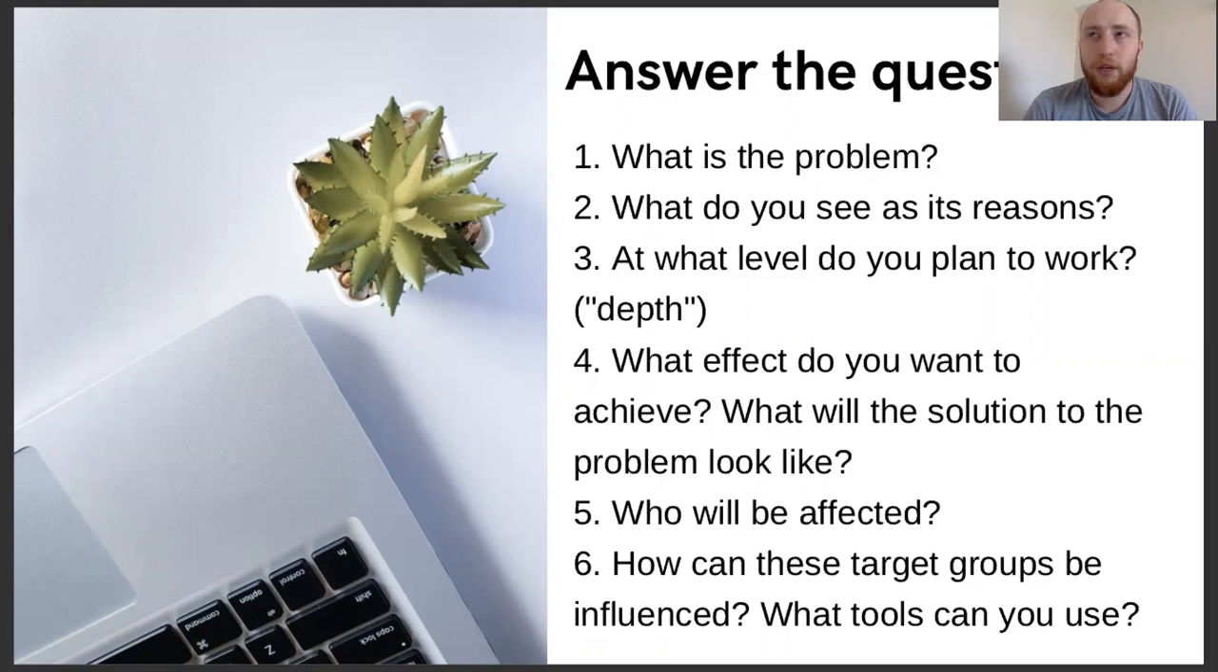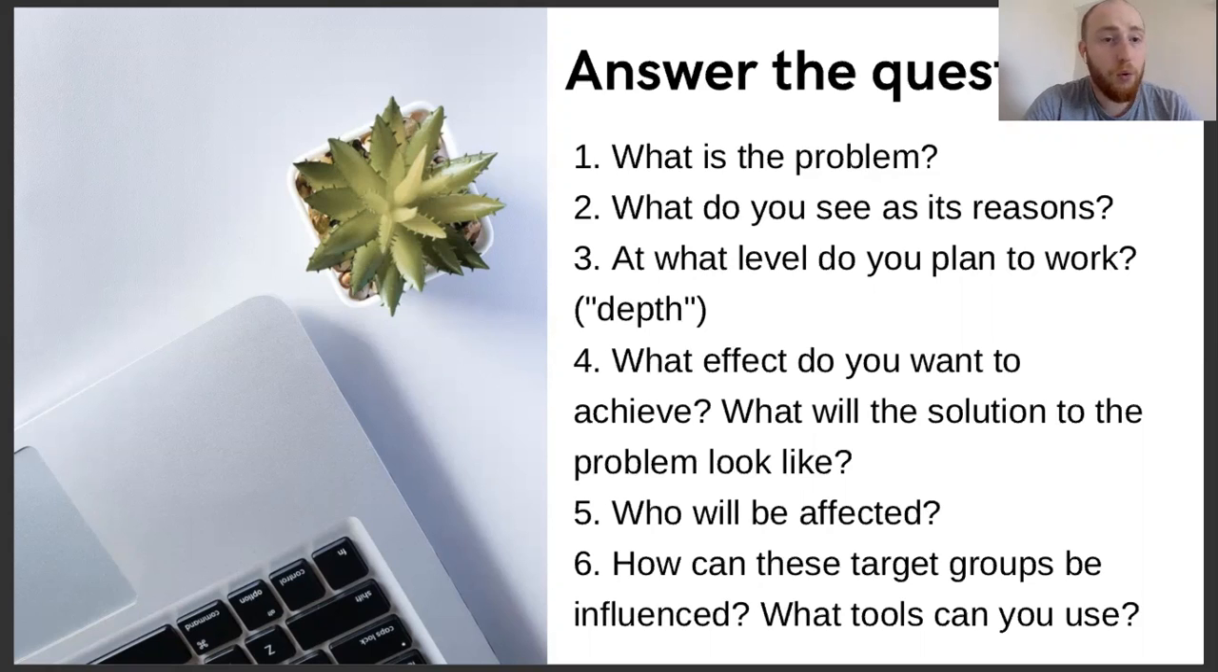Through this tool, you will also understand the reasons of the problem, and then you will decide at what level of these reasons, because there will be very deep different reasons. You will figure out when you do problem tree that it has a lot of different reasons. Then you should decide at what level you plan to work, how deep you want to go. Then you should think of what effect you want to achieve, and what will be the picture or vision of future situation, how it will look like if you do what you want to do in your program.